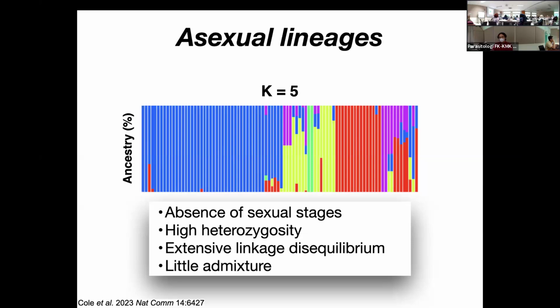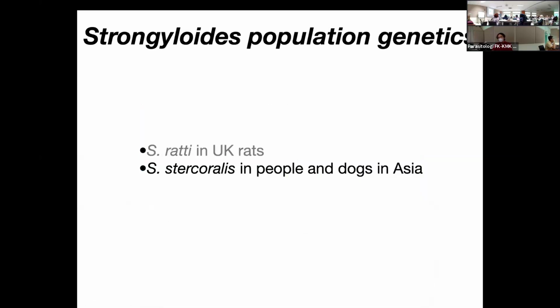Now, that's probably quite a lot of genetics, quickly, but I say that really just to give some context to the work I'll talk about now, which is Strongyloides stercoralis, people and dogs in Asia. Really, here we've used the methods we developed for Strongyloides ratti to ask a question about parasite transmission in this other species.